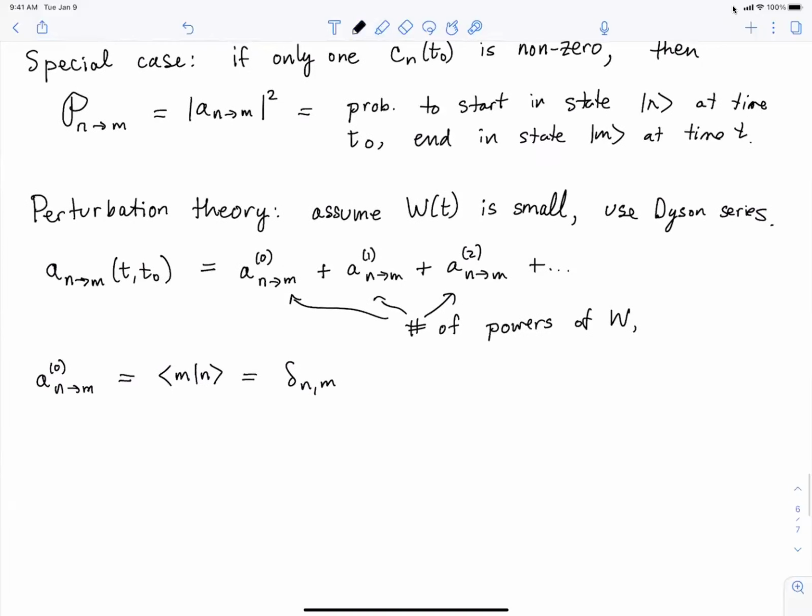Okay, now things get more interesting if we go to the first order. When you plug in the term in the Dyson series that has 1 W in it into the expression we had above, we get minus i over h bar, there's an integral to do, t0 to t, dt1. And then there's the matrix element of the final state, a phase factor that comes from time evolution in the interaction picture. That's where it came from.